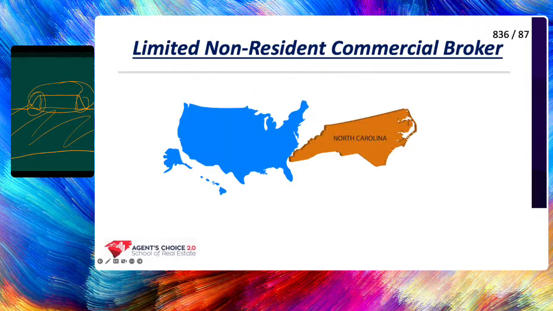And here it is. Limited non-resident commercial broker license. This is about commercial brokerage, because a commercial company that wants to expand into North Carolina or across the country doesn't want to have a broker for every state. It lets them have their own real estate department, send somebody to North Carolina to do the real estate needed to expand whatever it is that they're trying to accomplish in real estate.